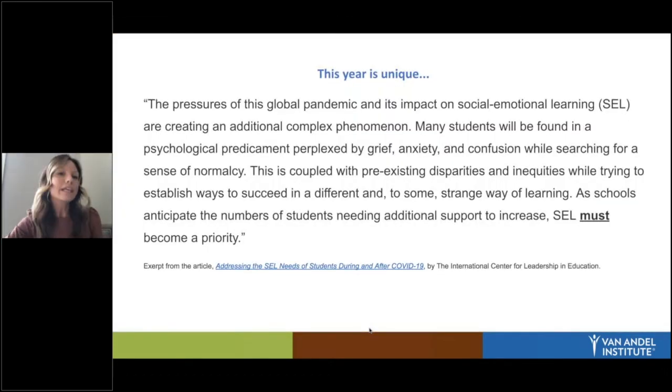Also, this year is uniquely different, simply because of the pressures that were forced upon us. And I love this quote from Addressing the SEL Needs of Students During and After COVID-19. It really speaks to the issues that we're facing specifically this year. So the pressures of the global pandemic and its impact on social and emotional learning are creating an additional complex phenomenon. Many students will be found in a psychological predicament, perplexed by grief, anxiety, and confusion while searching for a sense of normalcy. This is coupled with pre-existing disparities and inequities while trying to establish ways to succeed in a different and, to some, strange way of learning.